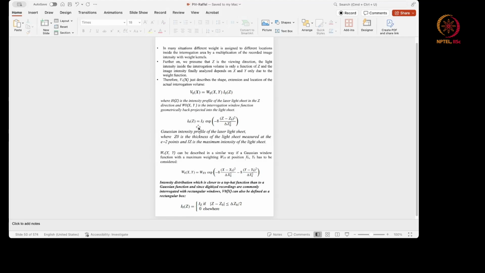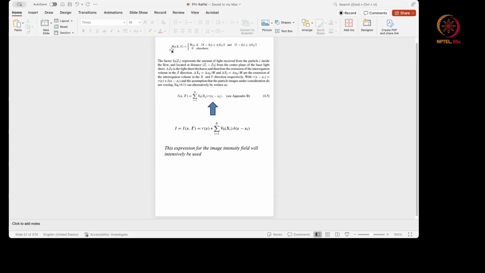Remember, it's not a Gaussian anymore. It's a top hat, meaning it's a constant profile. So if z minus z naught is less than or equal to delta z naught by 2, this is Iz, and it is 0 everywhere else. So this is the intensity distribution, which is closer to a top hat function. Similarly, the window function can also be written in the same way, where it is Wxy within a certain band and it is 0 everywhere else.